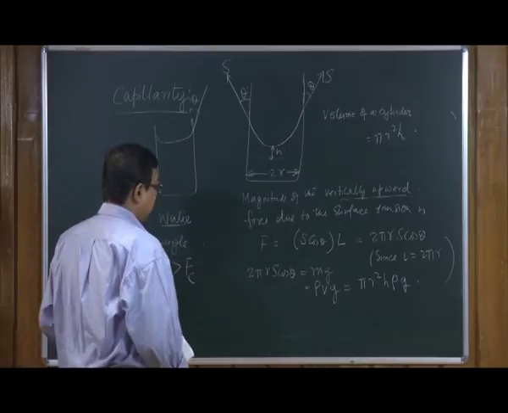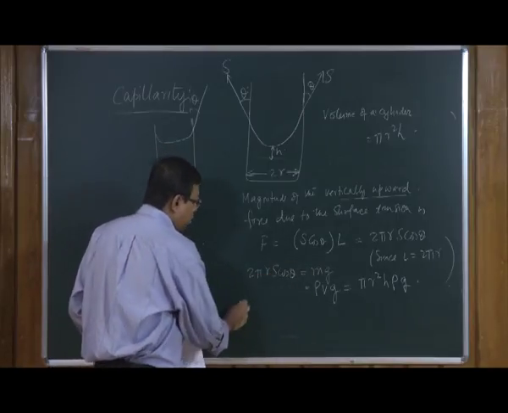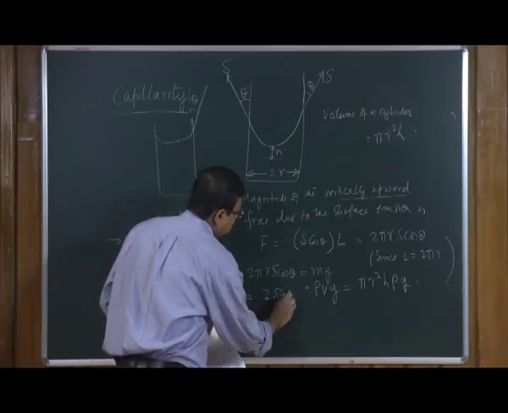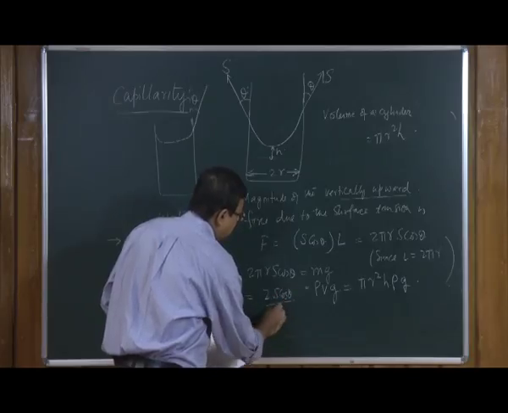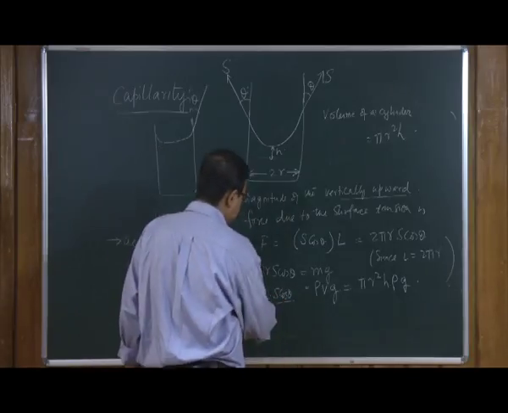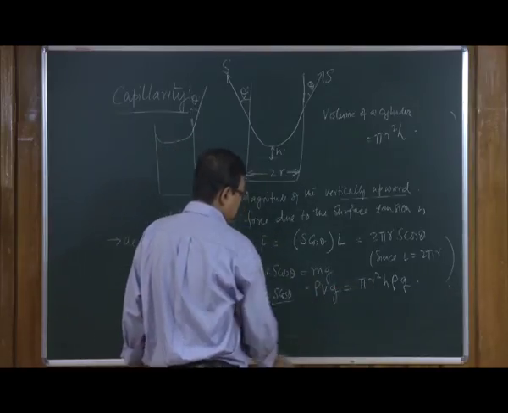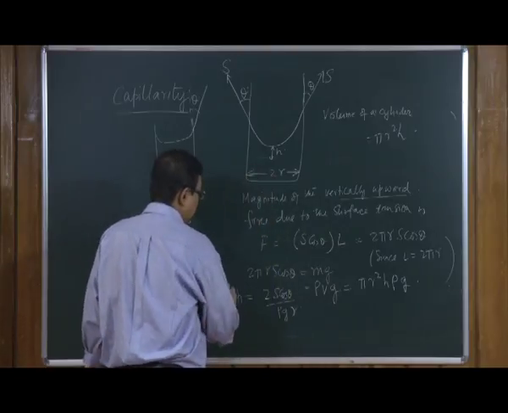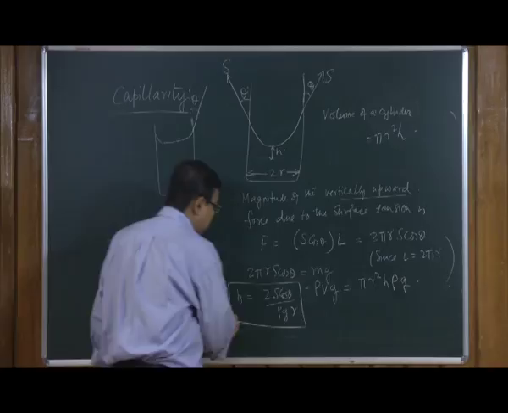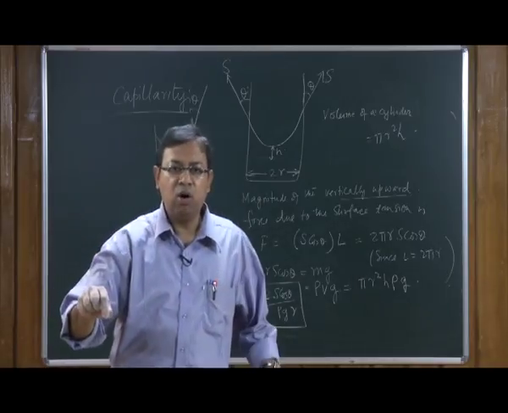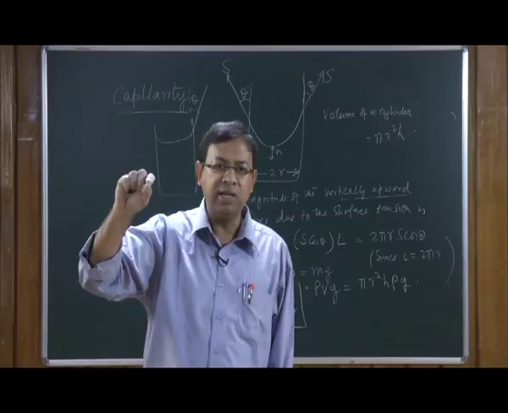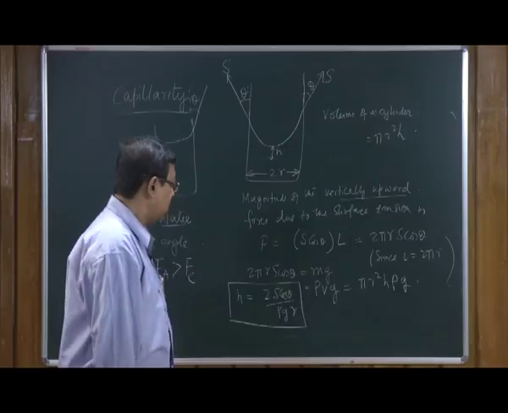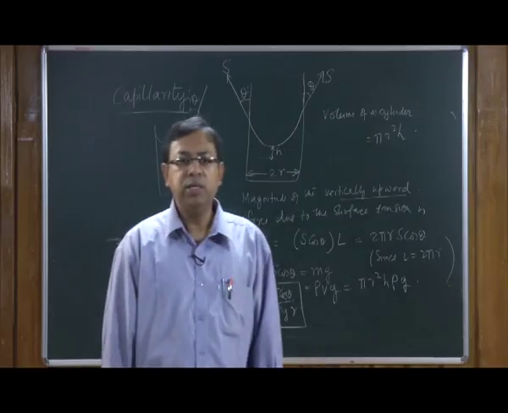So, my h, which is what I want to calculate, comes out to be 2 s cos theta by rho g r, after one r cancels. This is the expression for the height of the capillary rise towards the edges of the beaker or the container containing the liquid.